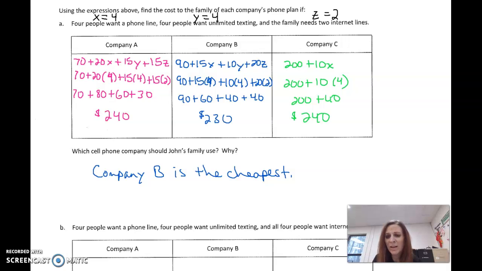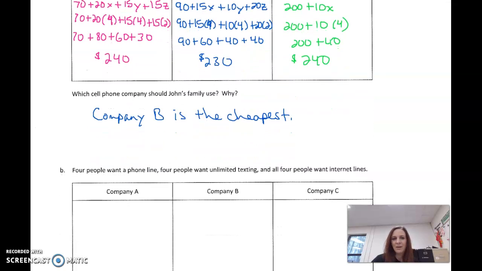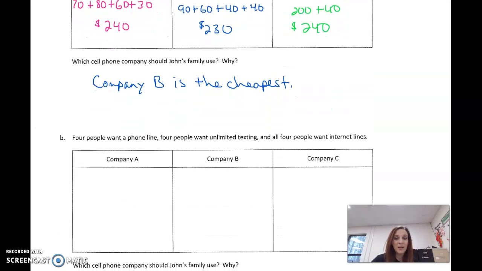Now, of course, in real life, more is going to play into that. Why pay for internet access if you're not going to have towers in your area, even though it's cheaper? Those things all come into play too, but just for now, all things are equal. We're just worried about money. All right, so let's do the same thing.